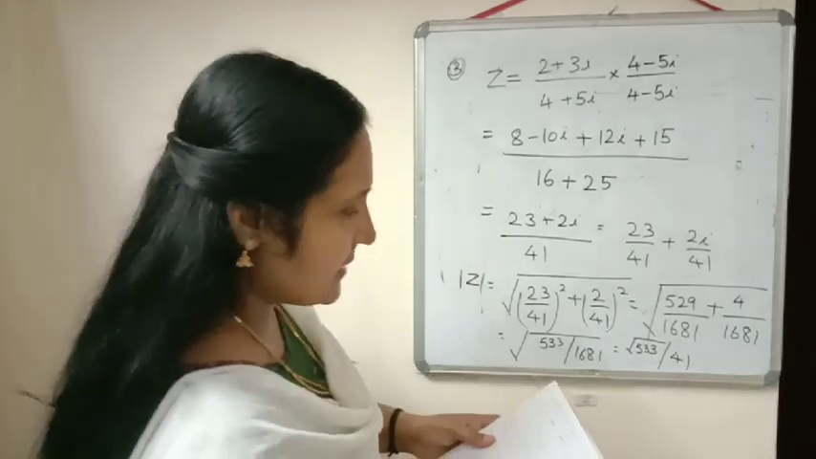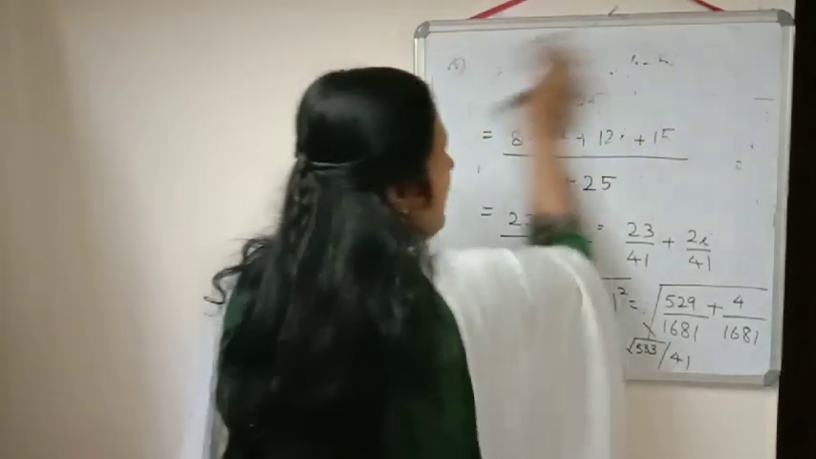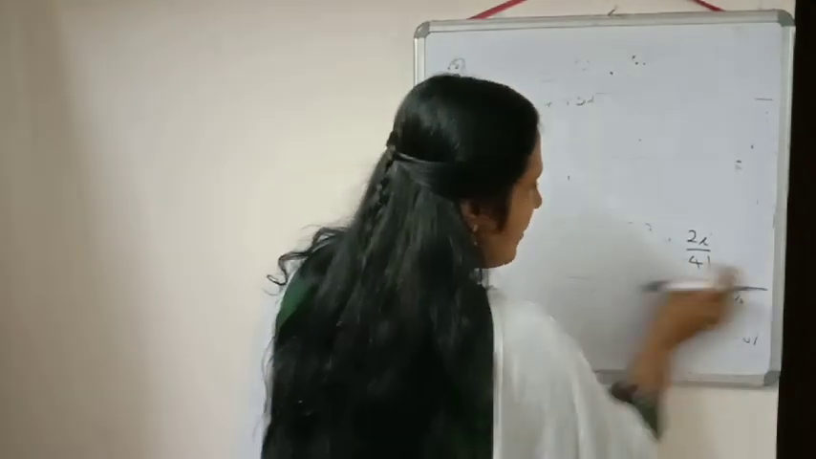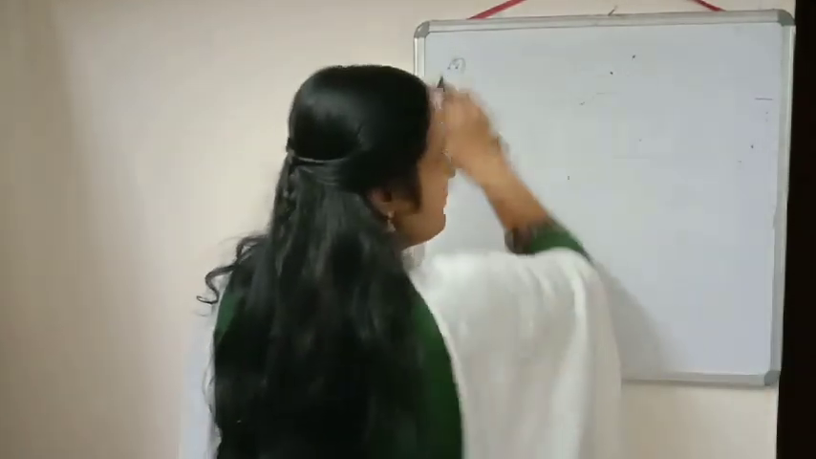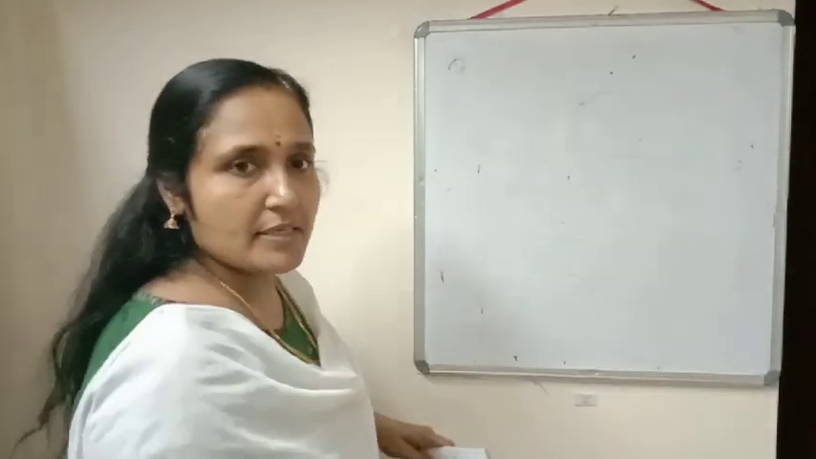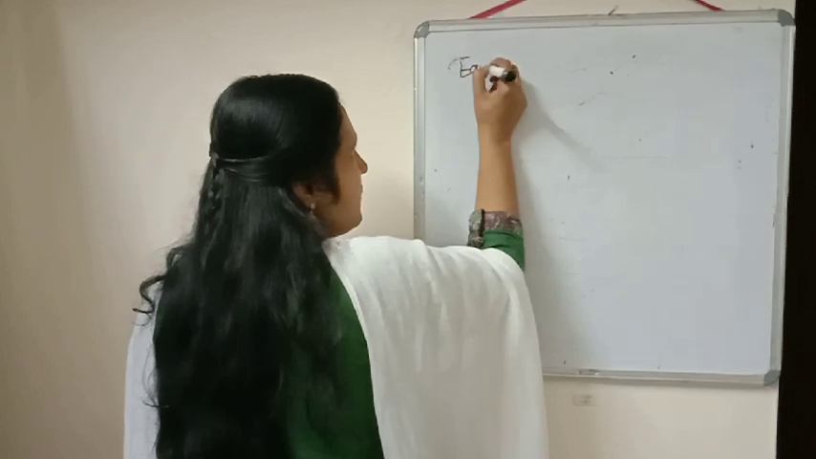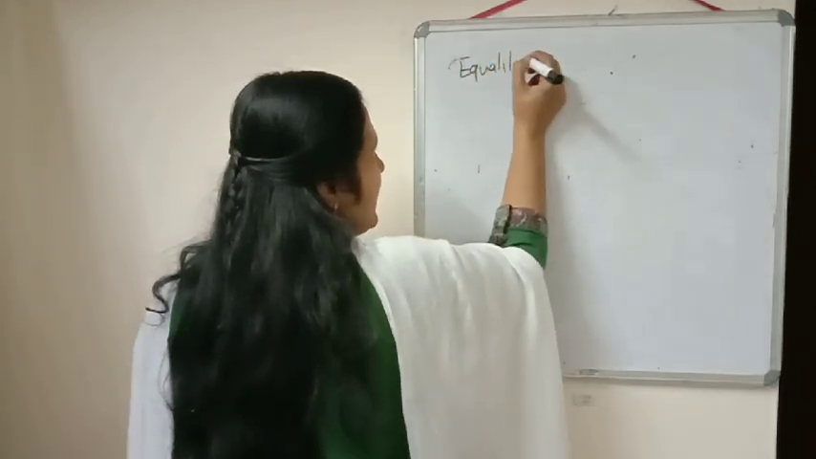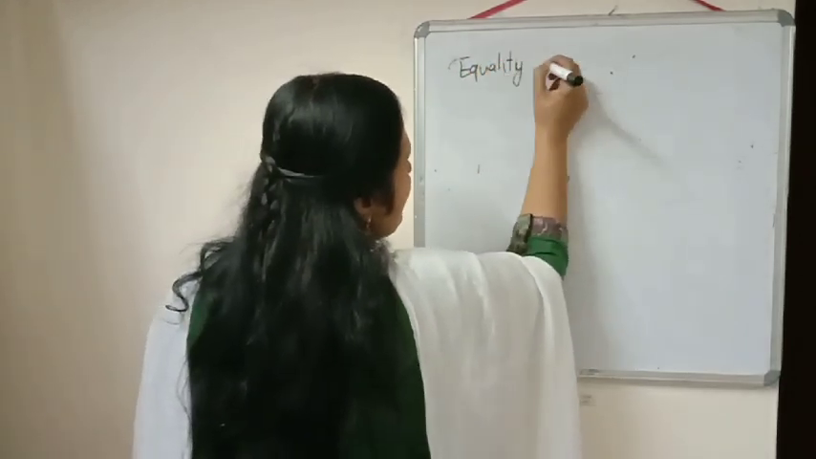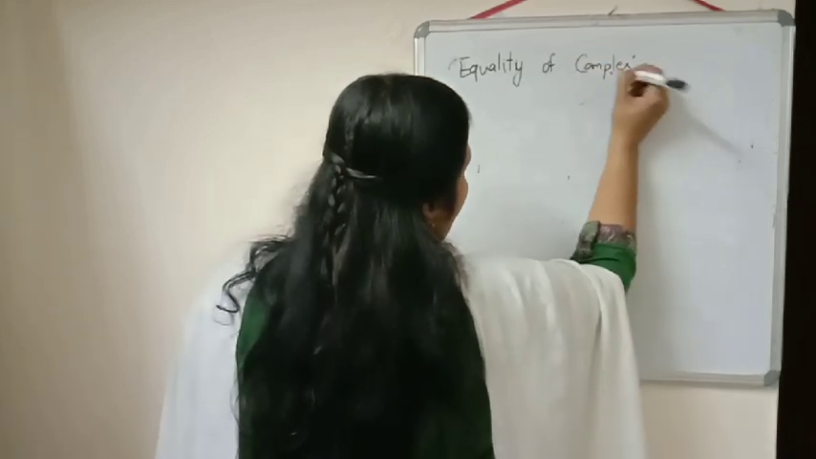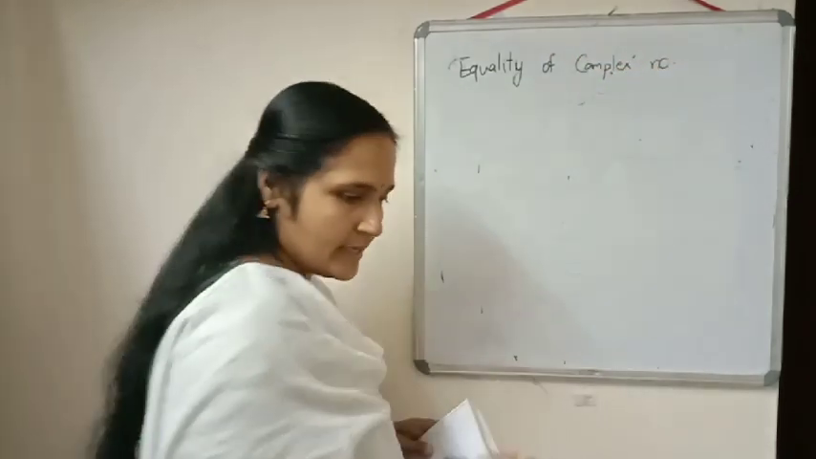Now next concept, write down equality of complex number. When we can say two complex numbers are equal. So write down the concept here. Equality of complex number.